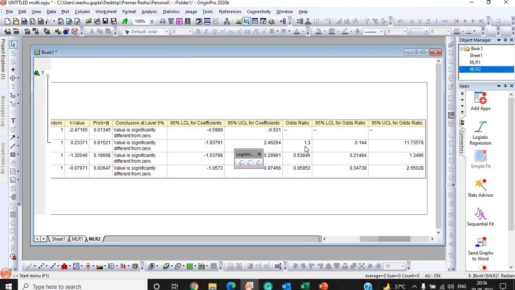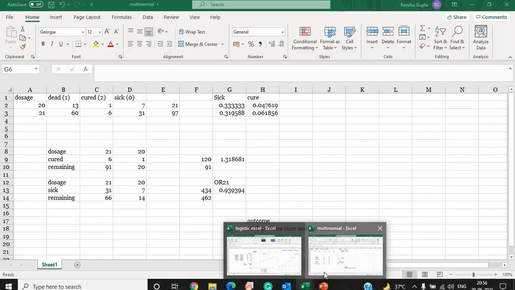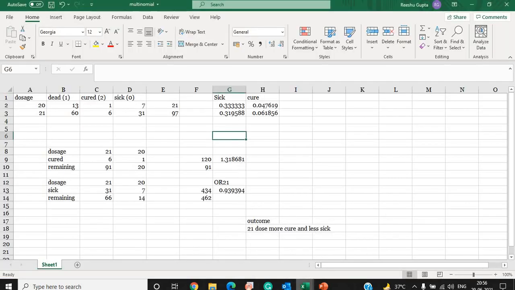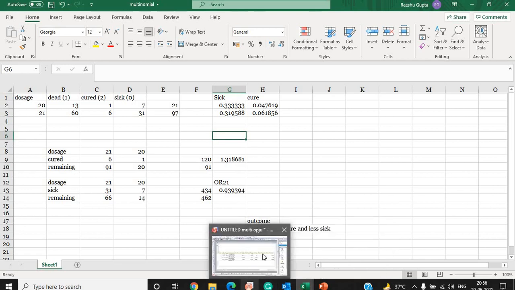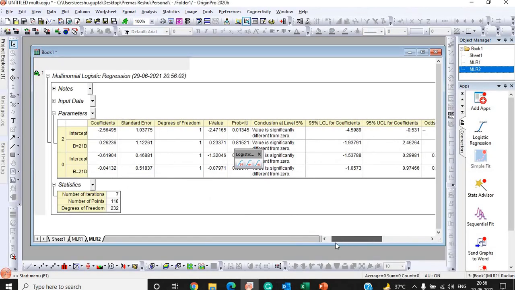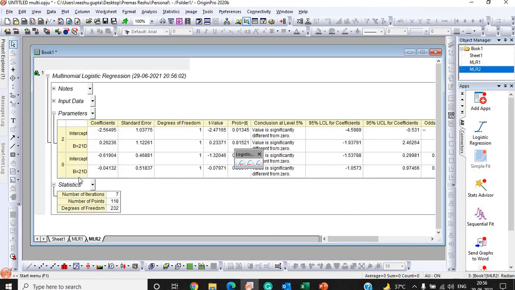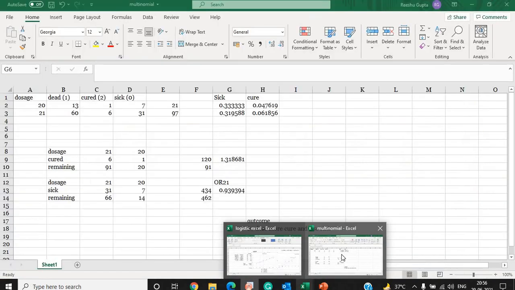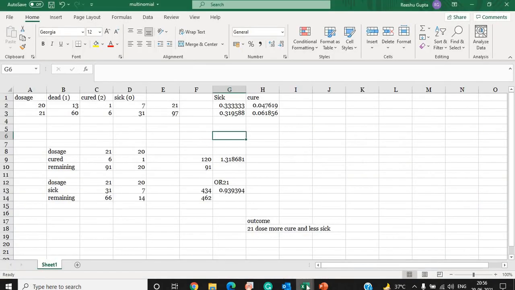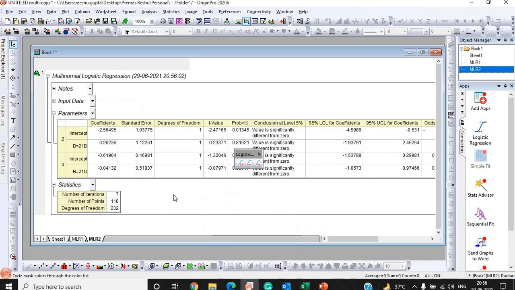So here you can see 1.3 and 0.95, exactly the same numbers we got, 1.3 and 0.95, approximately the same. What we can see here, at the 21 microgram dose, the chances of cure are more, because it is 1.3. And 0 is what? 0 is dead. 0 is sick. The chances of sick is less.